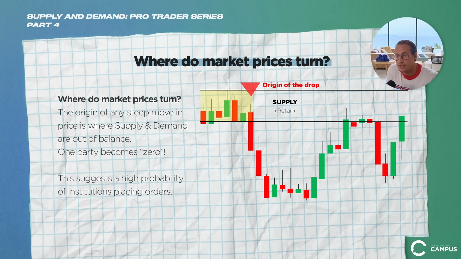The fact that price drops as it does here tells us that supply exceeds demand at the origin of that drop. So what we are going to learn to do is to wrap two lines around that level, proximal and distal line, highlight the area with a yellow box, and carry that level forward. Bottom line, we are creating a supply zone.